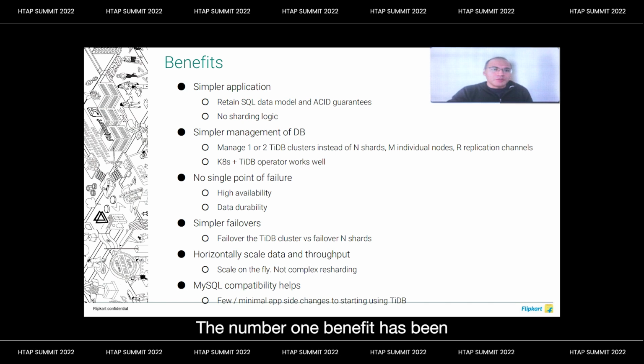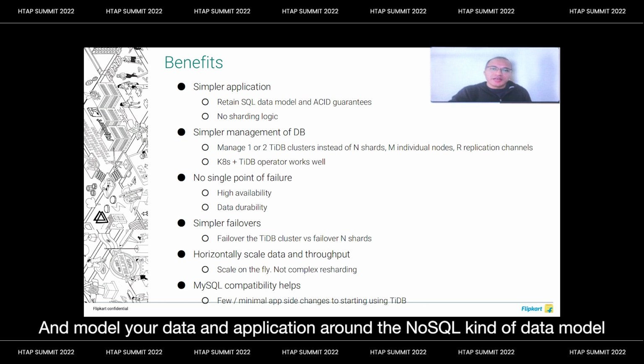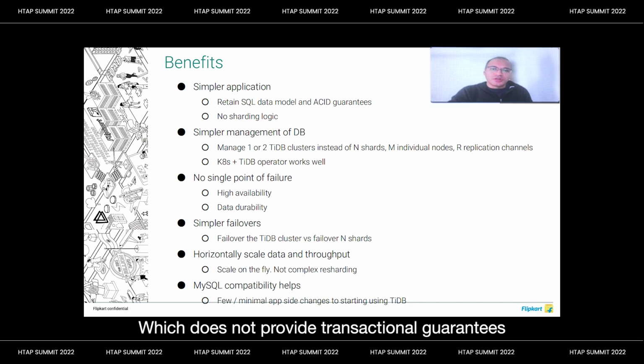The number one benefit has been a simpler application, and it is simpler in 2 ways, right? The application has been able to retain its SQL data model and ACID guarantees. It is not always easy to move away from this and model your data and application around a NoSQL kind of data model, which does not provide transactional guarantees. On that aspect, it is simpler. It is simpler in the other aspect too: the application no longer has to implement any kind of sharding logic. All of that is removed from the application, and it is simply talking to one database.